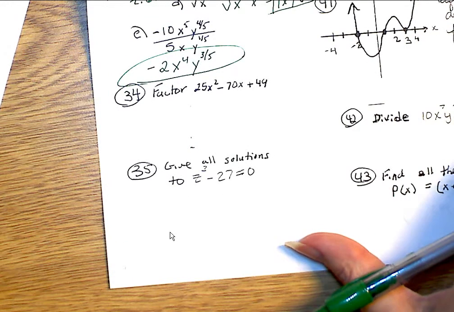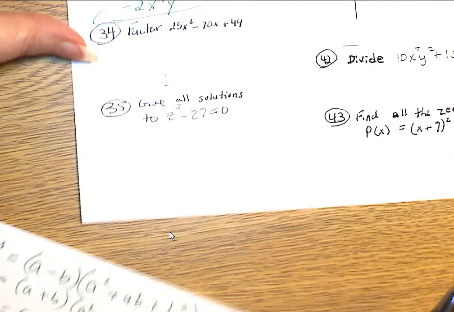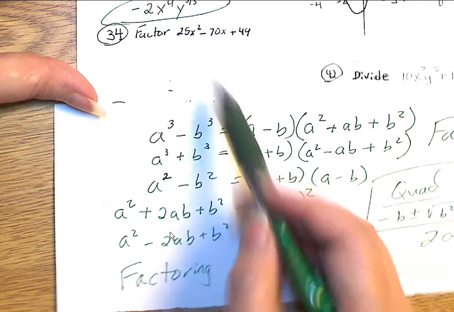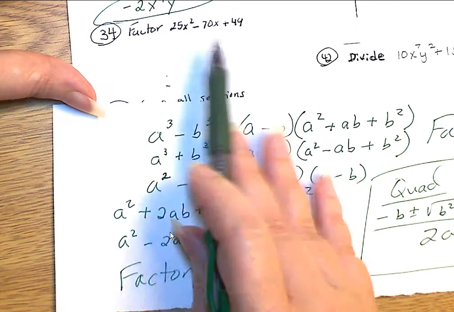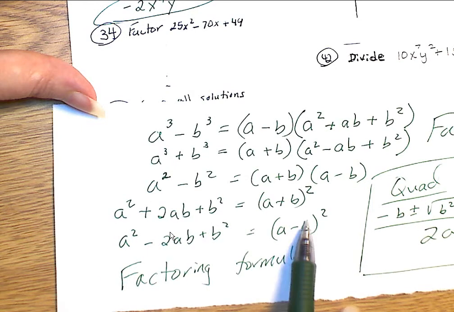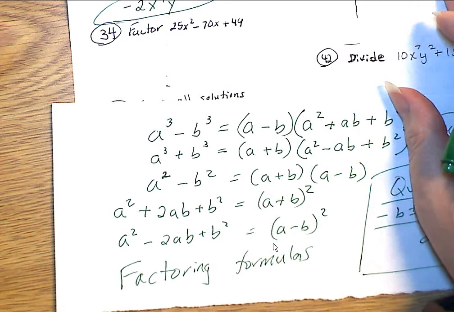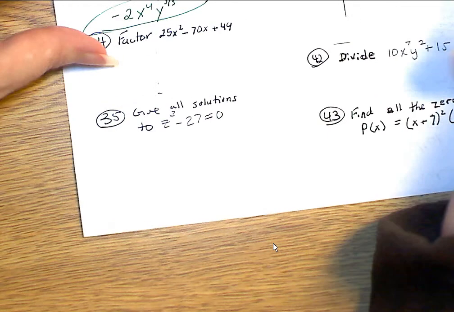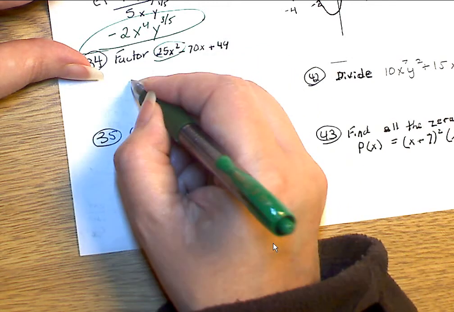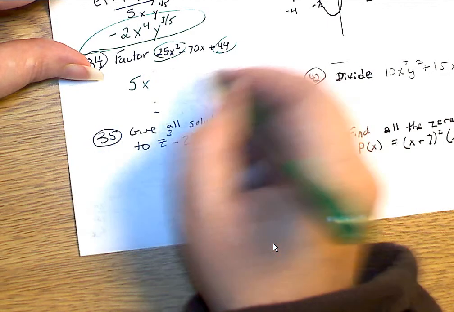On 34, did you have a question? On 34, you are using these formulas. This is a perfect, and it has a negative, so you're using this formula right there. That's the formula we're using. So take the square root of the first. We have 5x. The square root of the last is 7. Same sign as the middle.